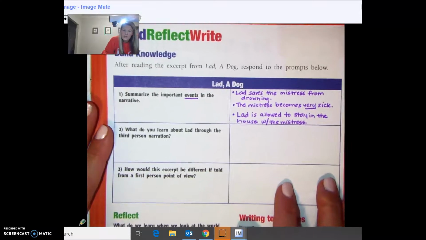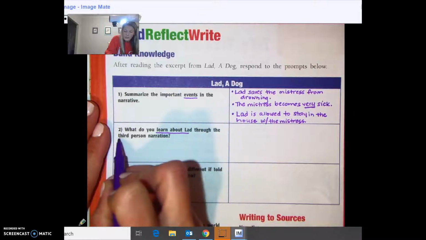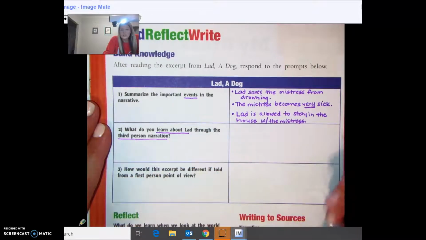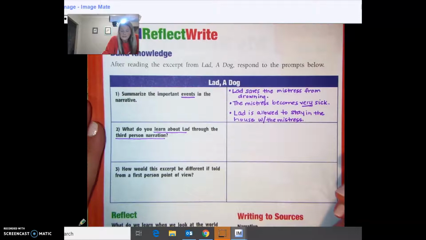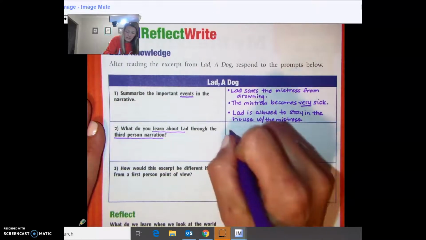Then the second question says, what do you learn about Lad? What do we learn about Lad through third-person narration? So we talked about this a little bit in my group. We talked about how because it's told by a narrator that was told in third person, and it was limited third person, so the narrator really only knew the thoughts of Lad. We didn't hear much about the mistress or the master and what they thought or their feelings or anything like that. We learned about Lad's personality.